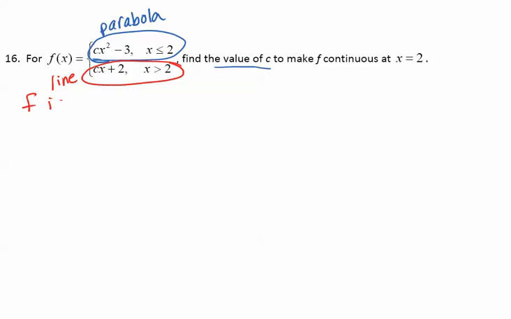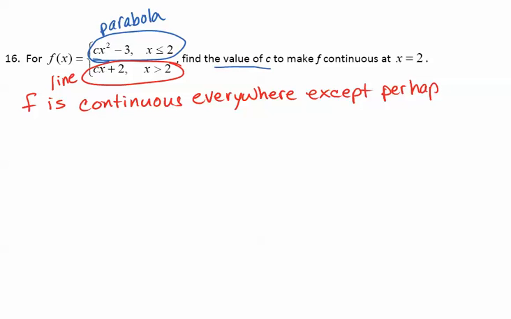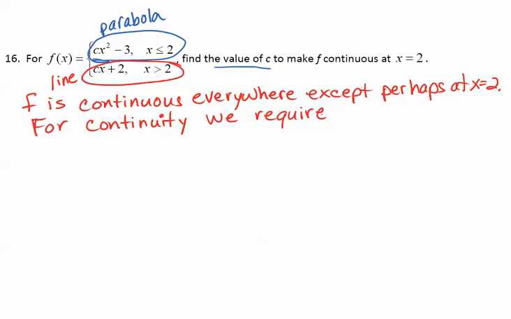So we could say f is continuous everywhere except perhaps at our trouble spot, x equals 2. What we really hope here is that the two pieces of the graph connect with each other. So for continuity, what we would need is for the left piece of the graph to join up with the right piece. So for continuity, we require our definition of continuity.